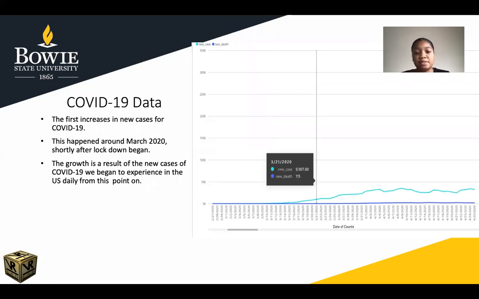This is part of a time series that displays the new COVID cases and deaths reported daily from January 2020 to June 2021. It shows the first increases in new cases for COVID-19 data, which occurred around March 2020, which is right around the time lockdown began. The growth in data is the result of the new cases of COVID-19 we began to experience in the US daily.